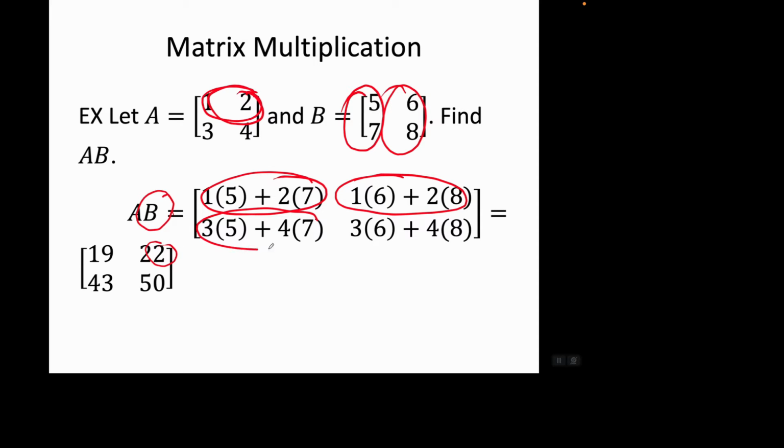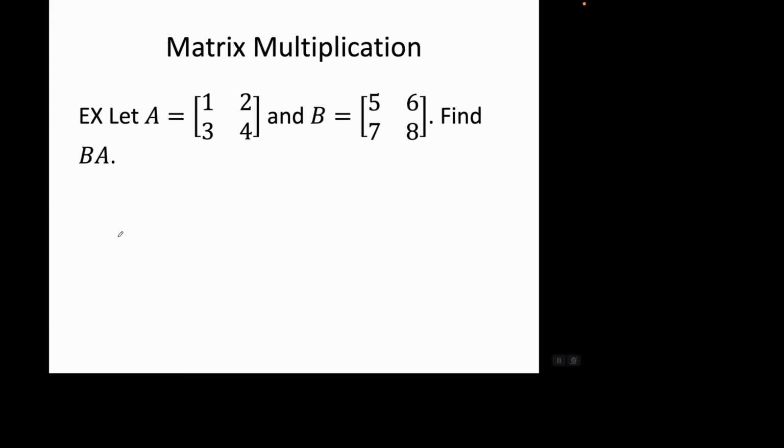If you want this entry, second row, first column, that's going to be the second row of A and the first column of B, 3 times 5 plus 4 times 7. And in the same way, if you want this entry, it's going to be the dot product of the second row of A and the second column of B, 3 times 6 plus 4 times 8. So we end up with 19, 22, 43, 50.